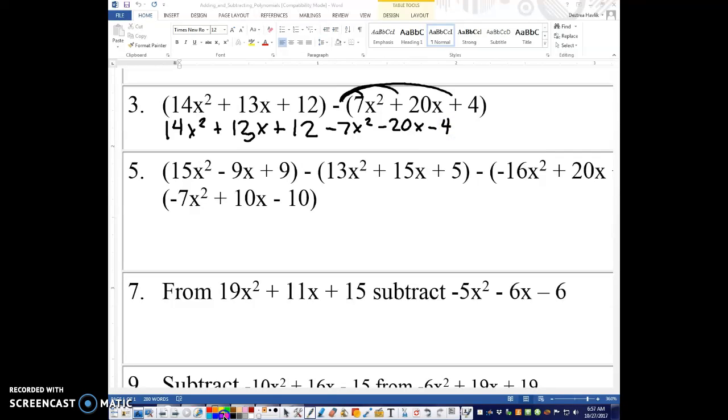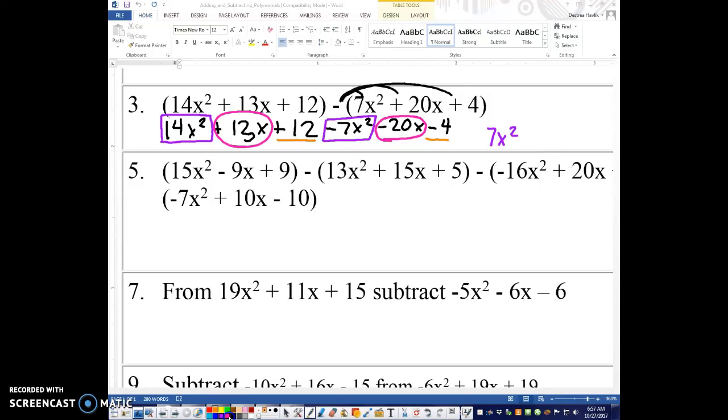So now we're going to combine like terms. X squared family. Let's look. Oh, here's another x squared family. And that's it. The x family. Let's check for another one. Oh, another x family. All right. And a number family. Always start with the highest exponent. So 14x squared minus 7x squared is 7x squared.